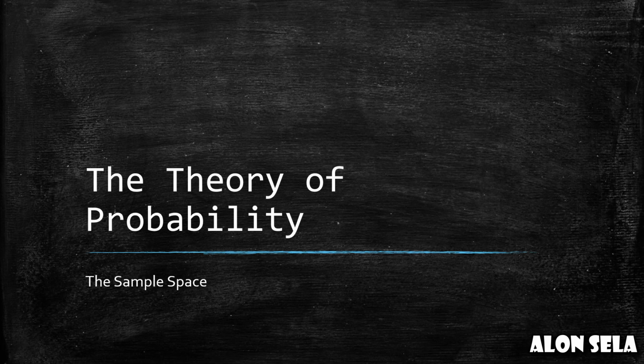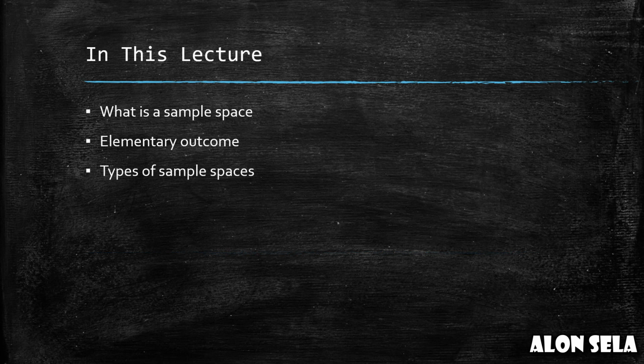So, without further ado, let's get going with it. In this lecture, we are going to talk about three main things. We're going to start by talking about what is a sample space. We'll see a couple of examples. Then we're going to define what is an elementary outcome, and then we're going to talk about the types of sample space. I hope you will enjoy it.